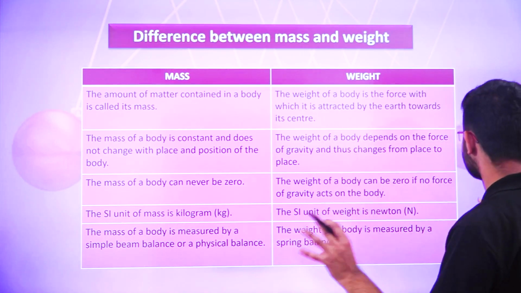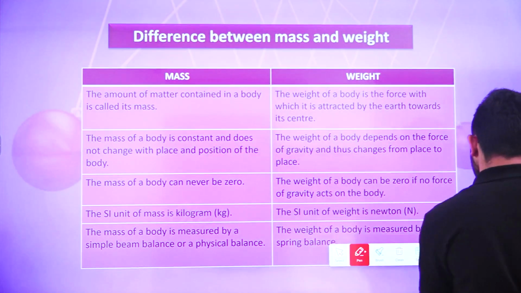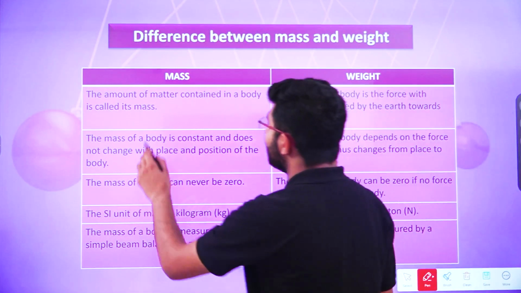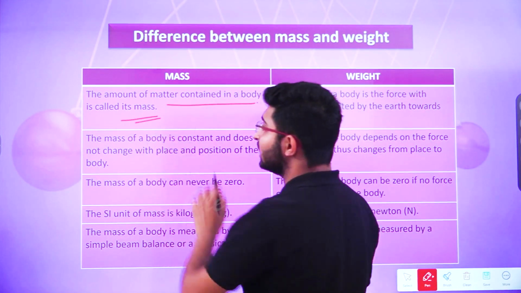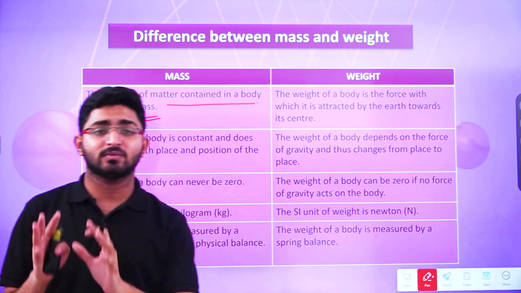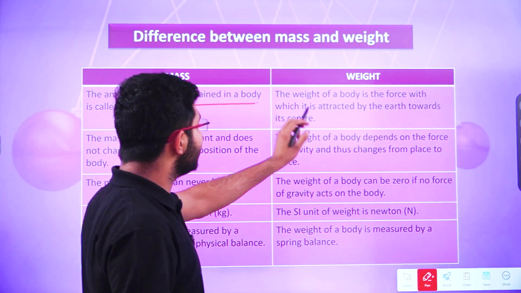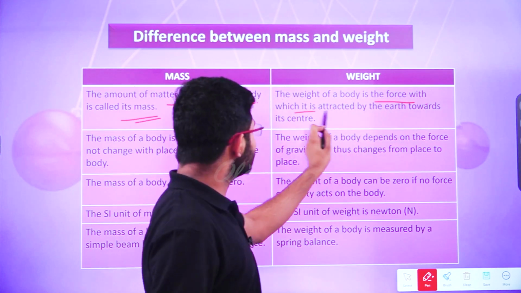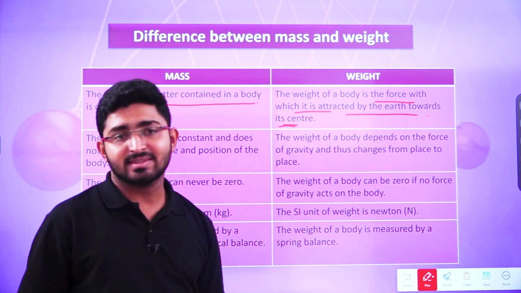What is the basic difference between mass and weight? The first point says about the mass: the amount of matter contained in a body is called its mass. We have studied that the matter that is contained in a body is the mass of the body. But in case of weight, the weight of a body is the force with which it is attracted by the earth towards its center. Right?